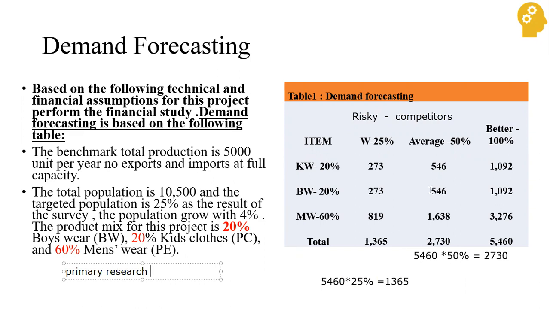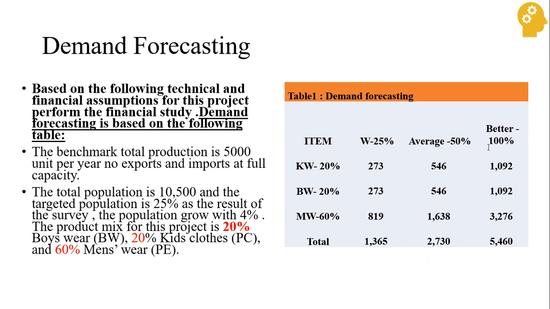So here I have the 546, 20%, 20%, and then 60%. I do the same for that last one: the 5,460 times 60, and then times 20, and then finally times 20. So this is basically the demand forecasting that we're going to start all our financial analysis with.